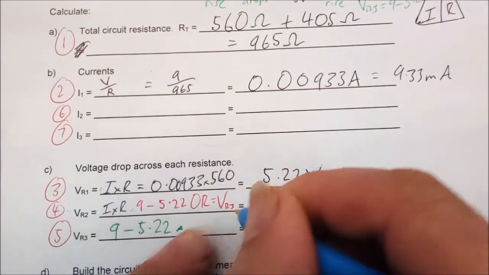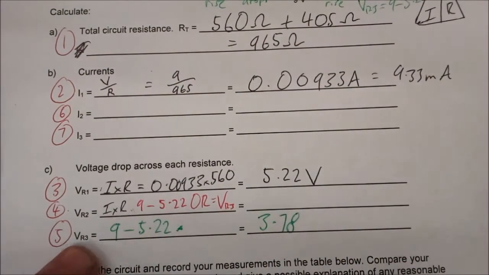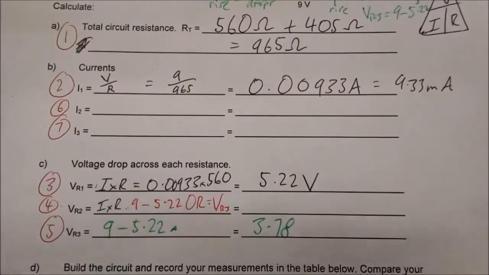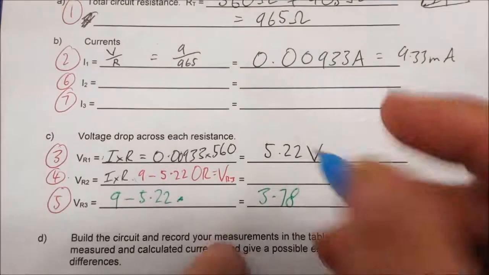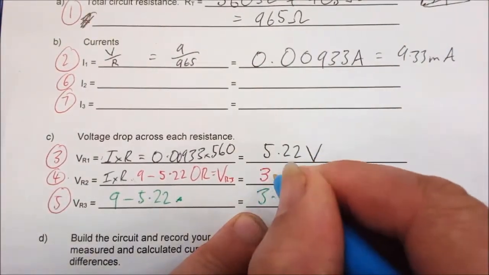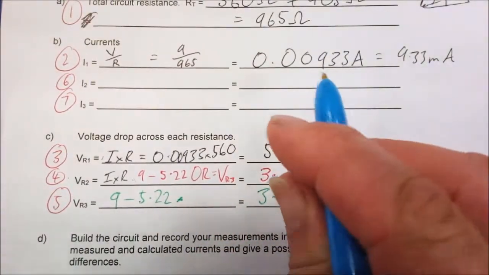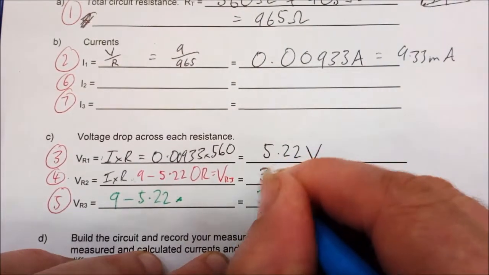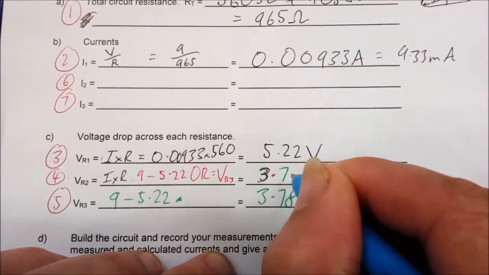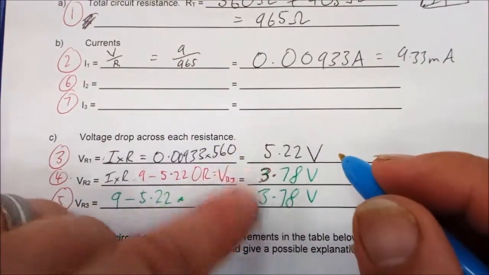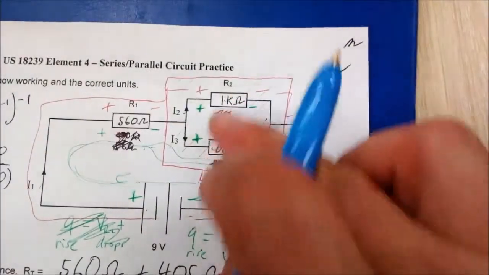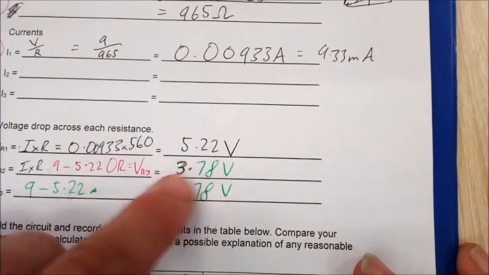Or vice versa. I should have done VR2 first and then solved for VR3, but I didn't, and I've spent too much time on this already. So irrespective of how you do it, the answer is going to be the same. 3.78 volts. They are both the same. Different resistors, same voltage.